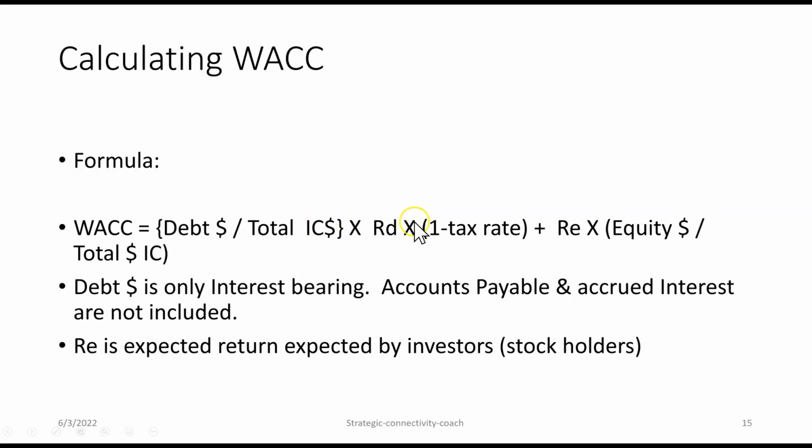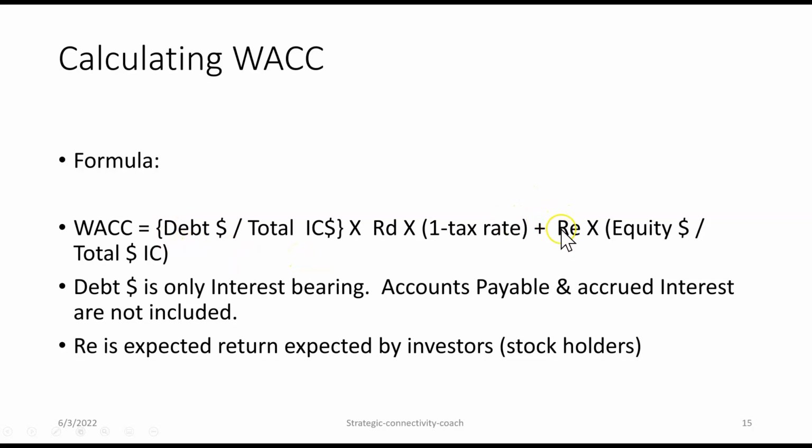We multiply that by cost of debt. RD is the cost of debt, and we're going to multiply that by 1 minus tax rate. So this piece that I've just talked about so far is going to be the portion of the weighted average cost of capital that is associated with the debt.